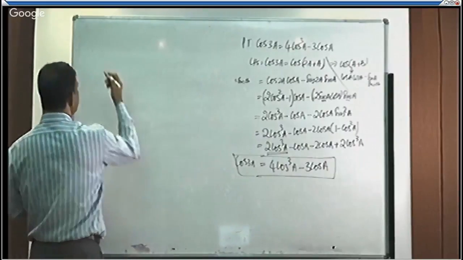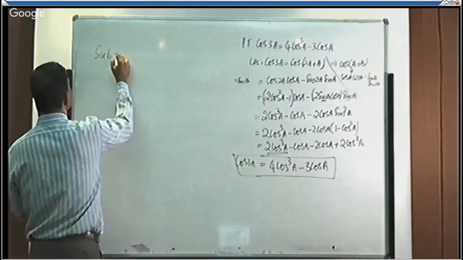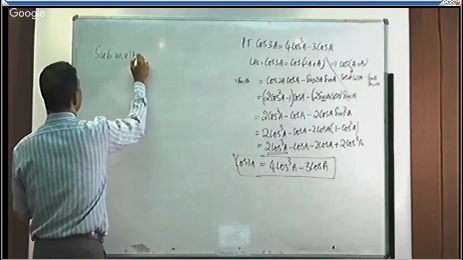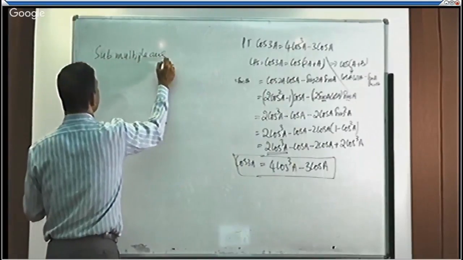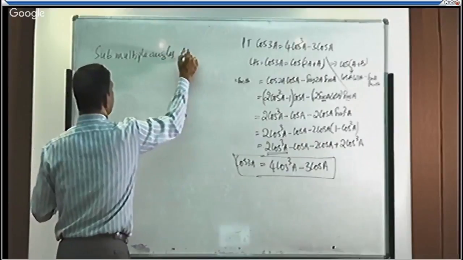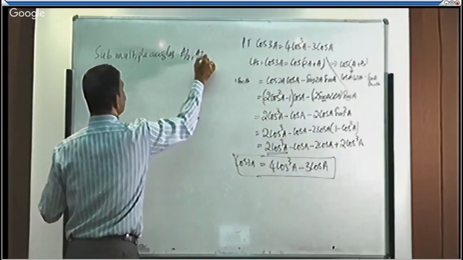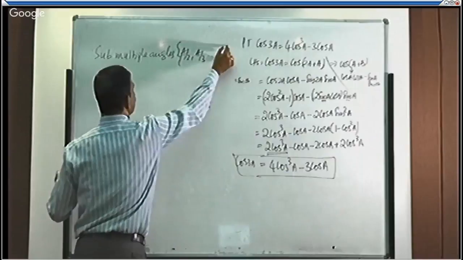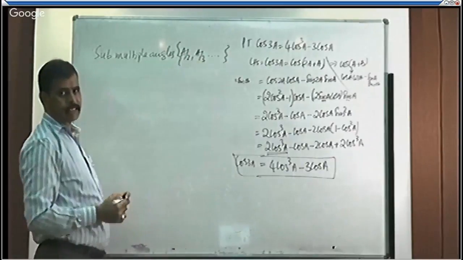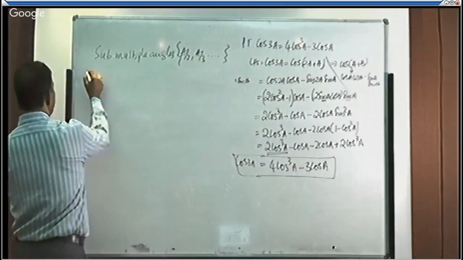Next, submultiple angles. Submultiple angles: A by 2, A by 3, etc. They will be called submultiple angles. Okay, we have some formulas.